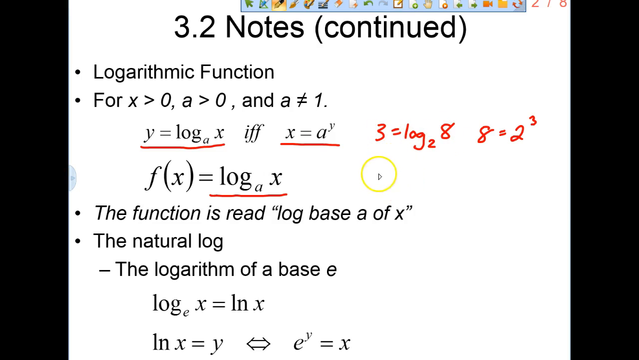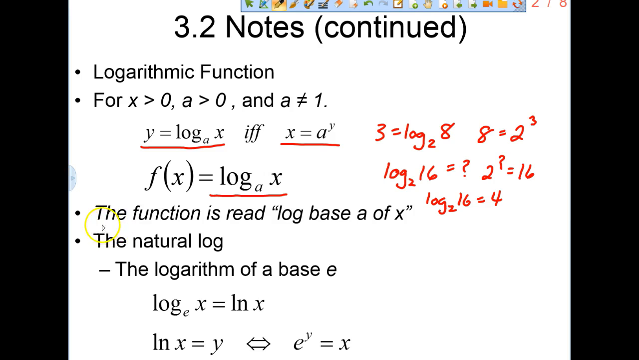So let's try another example. The log base 2 of 16 is what? So the log base 2 of 16. Well, how do we figure out what that is? Well, we ask ourselves, 2 to what power is equal to 16? Well, that's pretty easy, right? 2 to the 4th. So the log base 2 of 16 is 4.